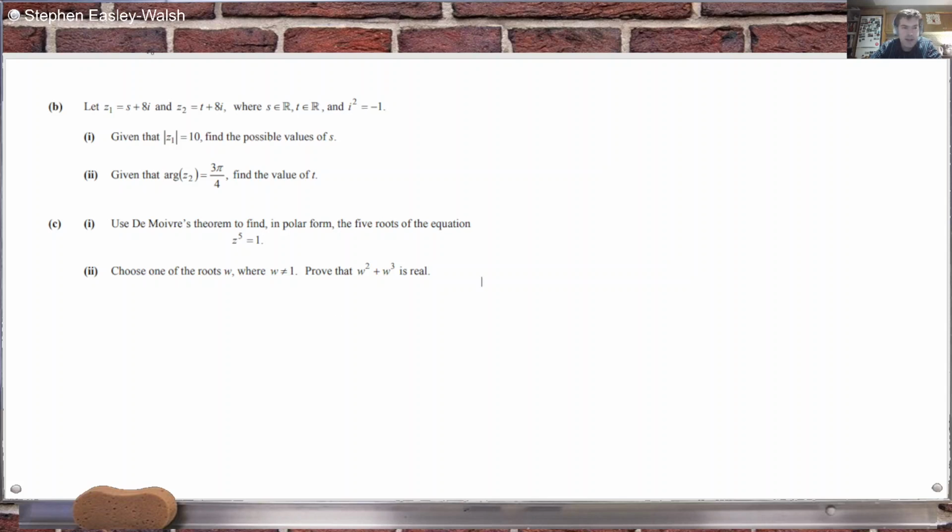Right, let's have a look at this one here. You've got Z1 is S plus 8i, I think, and Z2 is T plus 8i, and the modulus of Z1 is 10. Find the possible values of S.